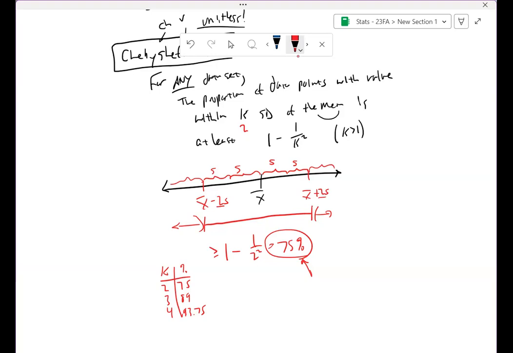This might not seem like a really important idea, but it will actually be important for some of the things that we talk about in the future. So some of the other theorems we talked about, law of large numbers or central limit theorem, some of these ideas will kind of lean heavily on Chebyshev's theorem.